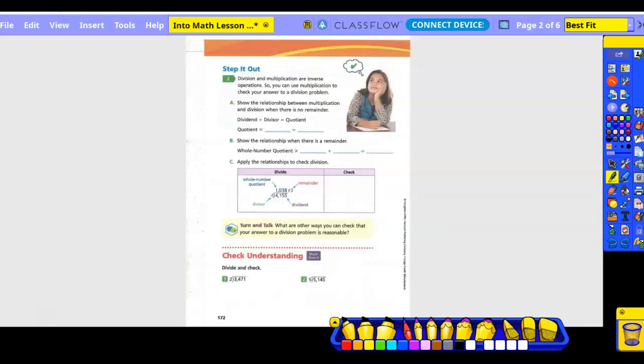Okay. Step it out. Number 2. Division and multiplication are inverse operations. So you can use multiplication to check your answer to a division problem. Show the relationship between multiplication and division when there is no remainder. Okay, so the dividend divided by the divisor equals the quotient. Or the quotient times the, what do I take it times, the divisor or the dividend? Divisor, okay? Equals the dividend.